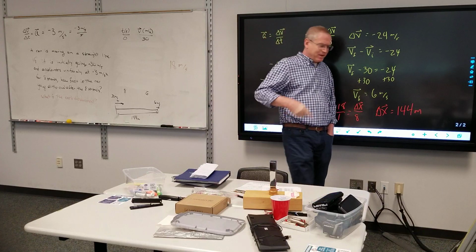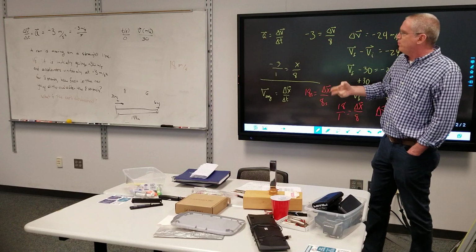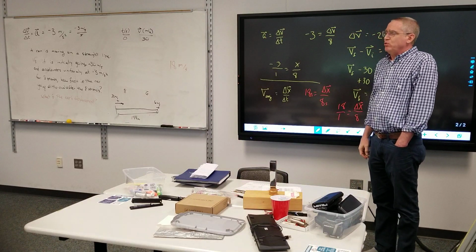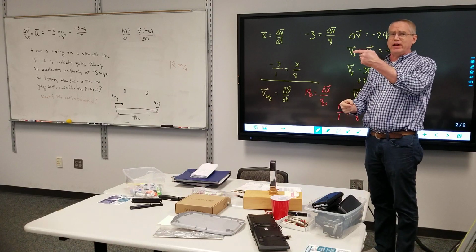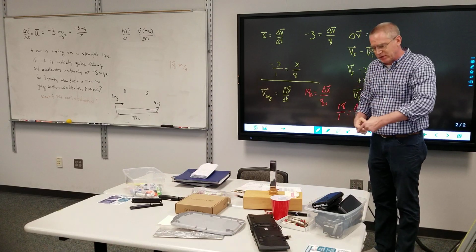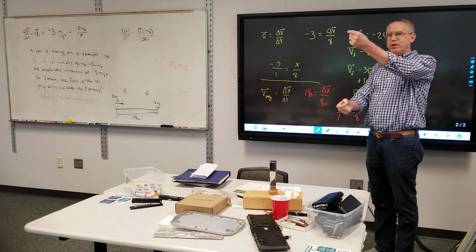So if acceleration is constant, if you want to find the average velocity, all you really need to do is just add the first and the last one. You don't have to do every single second in between, just the first and the last.